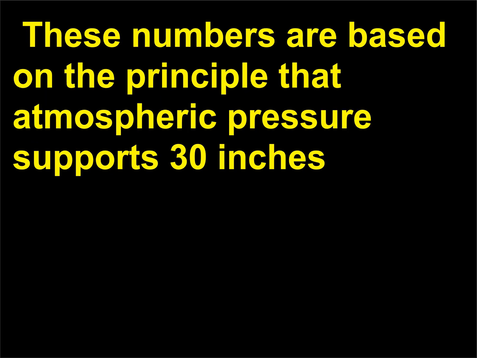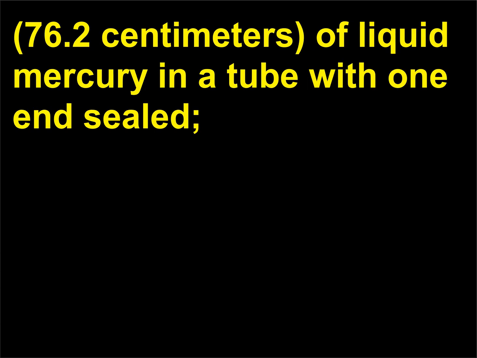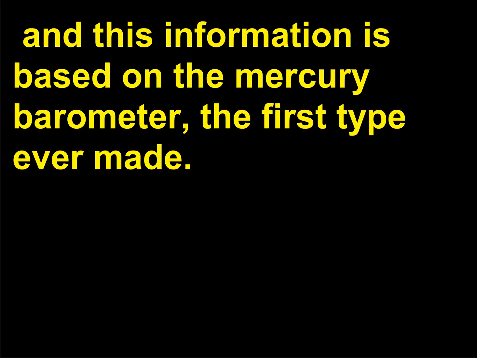These numbers are based on the principle that atmospheric pressure supports 30 inches, 76.2 centimeters, of liquid mercury in a tube with one end sealed. And this information is based on the mercury barometer, the first type ever made.